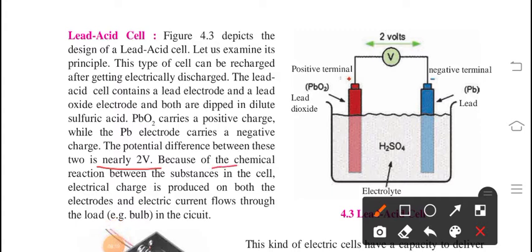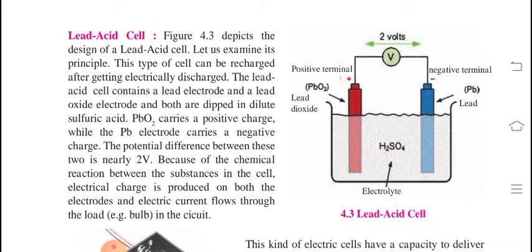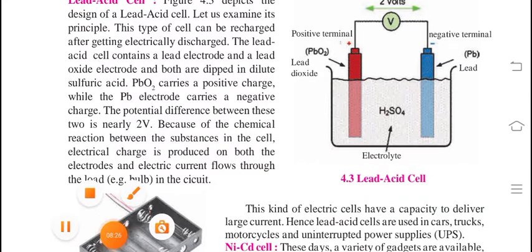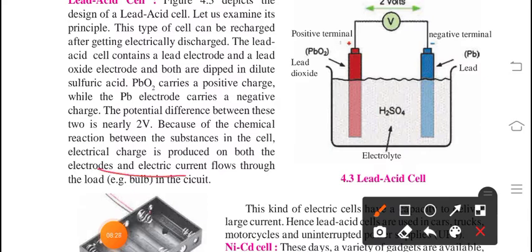Because of the chemical reaction between the substances in the cell, electrical charge is produced on both the electrodes and electric current flows through the load, that is the bulb.